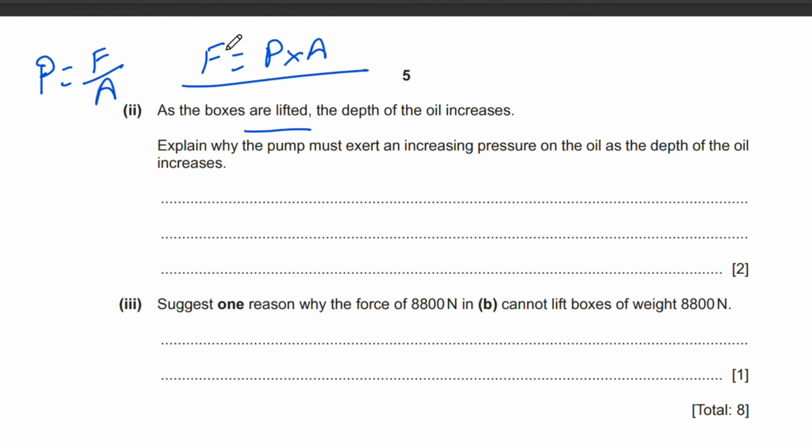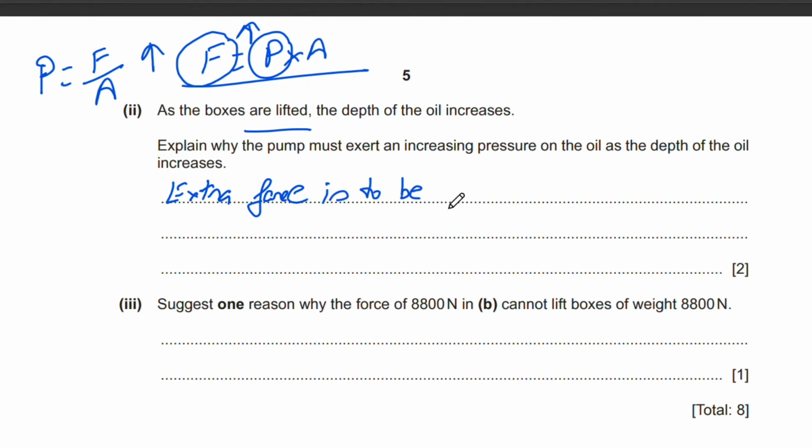So that's why the force will increase when the pressure increases, since the area remains the same. And the pressure will increase, hence the depth has to be more, because the pressure in a liquid depends upon the depth. So what you will write is that an extra force is to be applied to lift the box up.